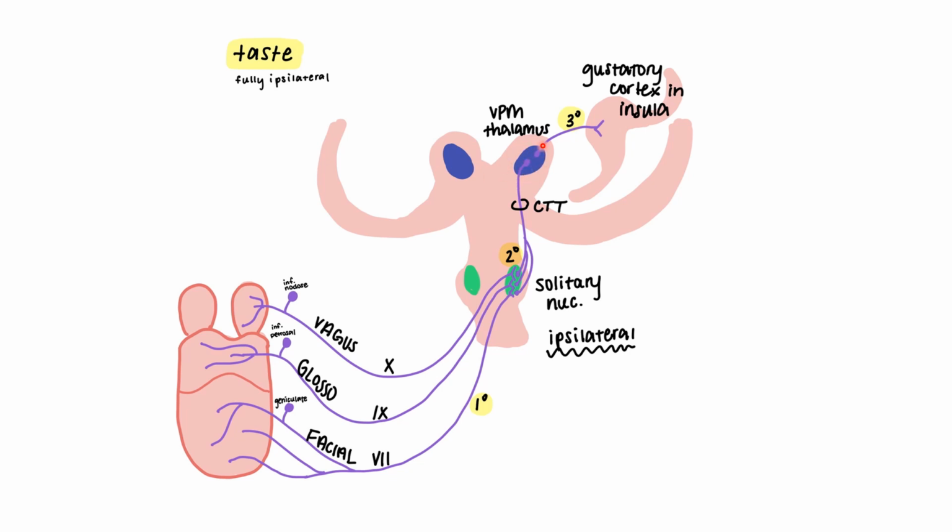And then boom, we have another synapse. Third degree is then going to go to our gustatory cortex, which is in the insula, really in the anterior insula region. And just again, to note, it's fully ipsilateral. So if we do have any taste deficits in this happening, it's going to be on the ipsilateral half of the tongue.